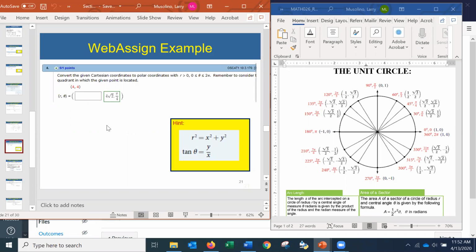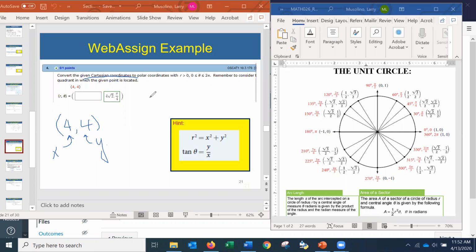And you might say, well, how do you know that 4, 4 is xy? How do you know it's not r comma theta? Well, first thing I notice is they're telling me in the wording of the problem, it says it's given Cartesian coordinates. So when they give me 4, 4 and say Cartesian, I know that means the x value is 4 and the y value is 4.